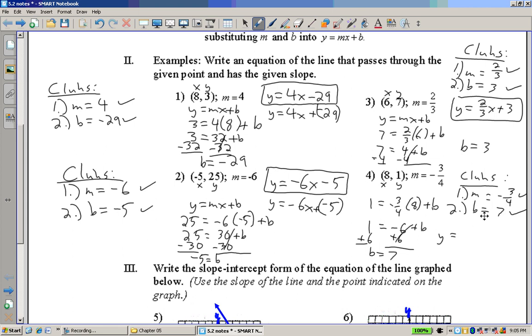Y equals negative 3/4 x plus 7. Y equals mx plus b.